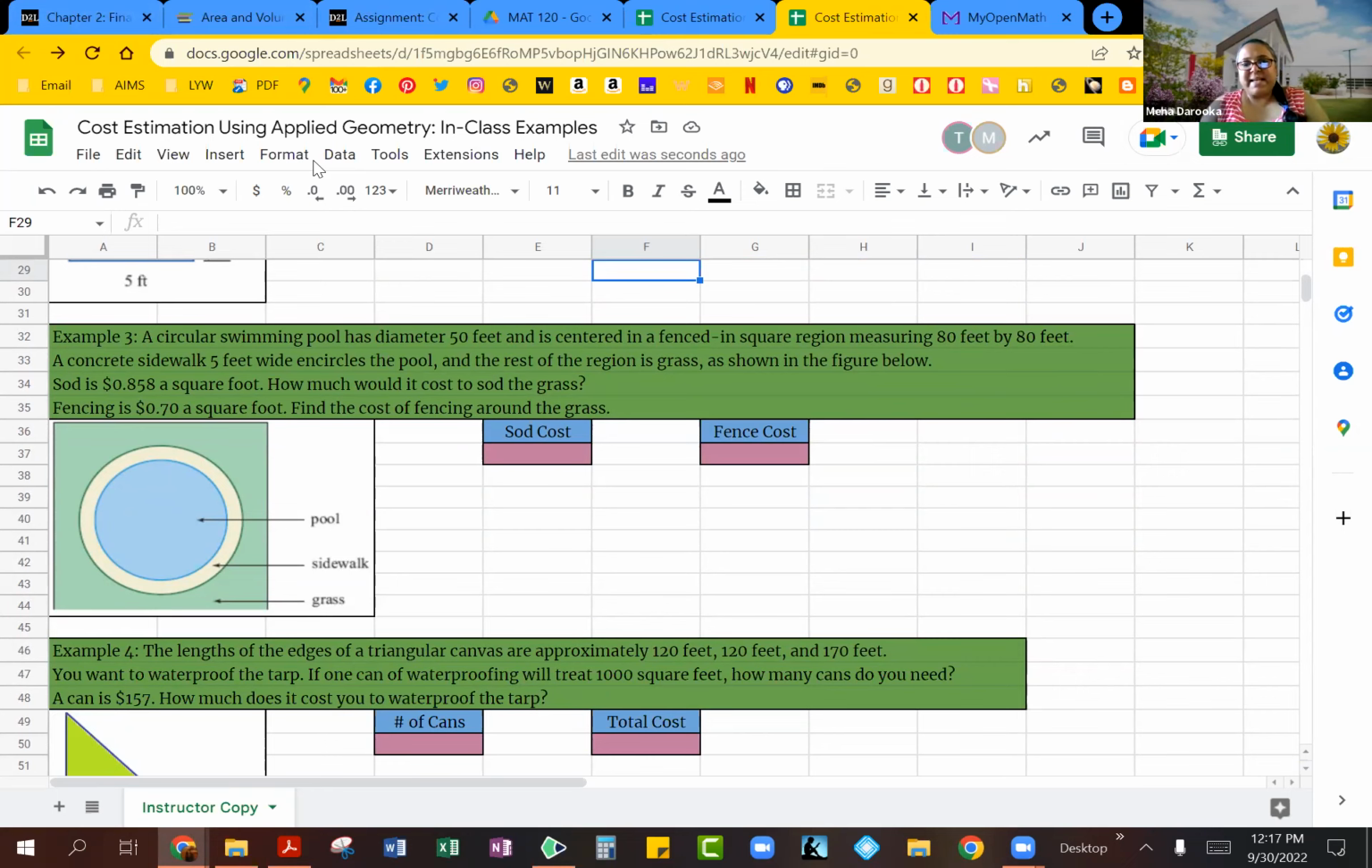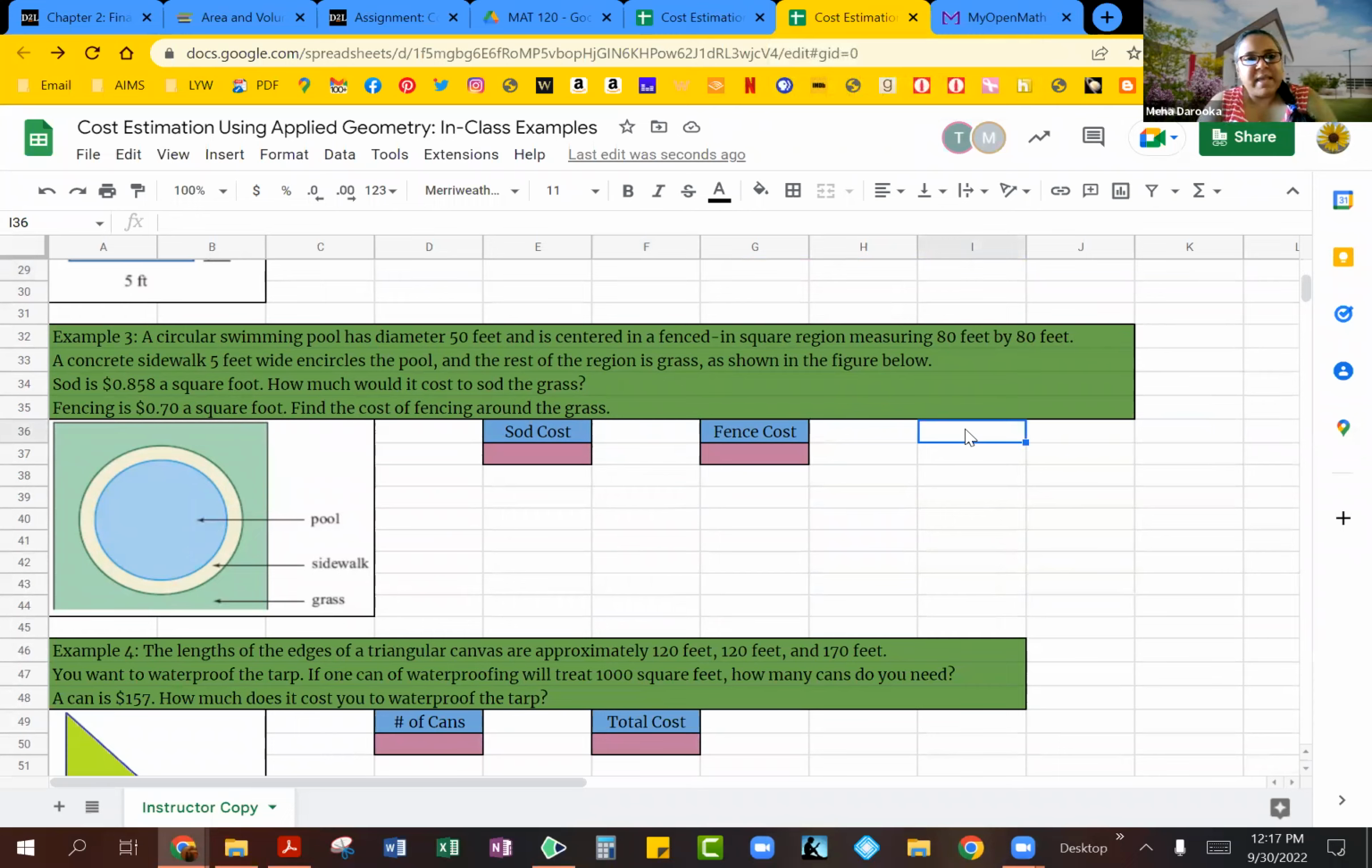Now, this third one is kind of interesting because you will see we have taken a circular pool. We put a concrete sidewalk around it, and then it's surrounded by a grassy area. So from the image, you can kind of make that out because they're giving us labels on that. But then let's look at the information they're sharing.